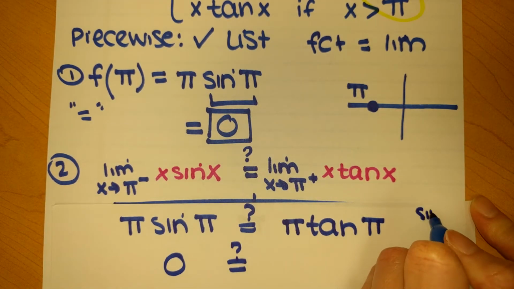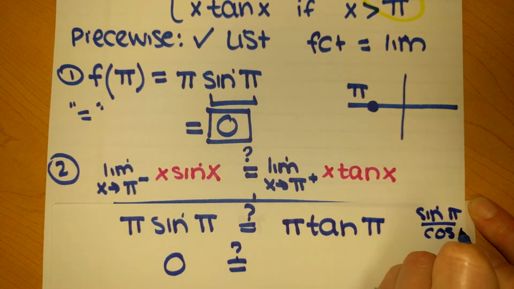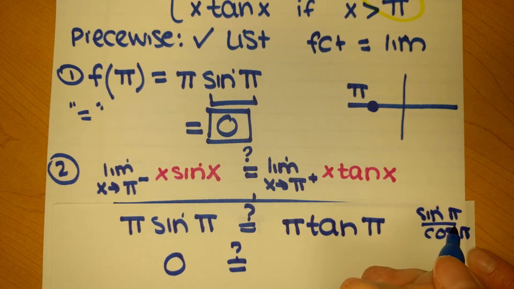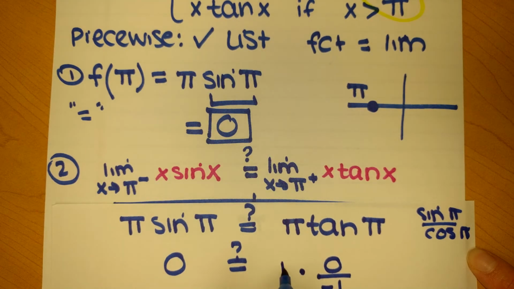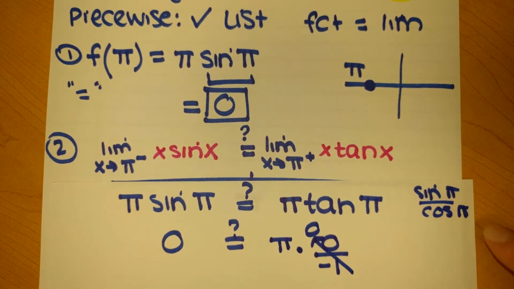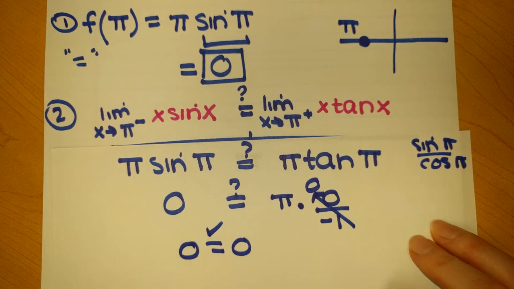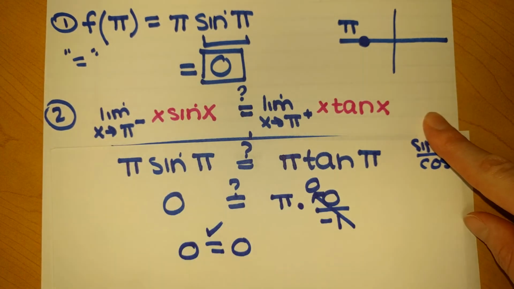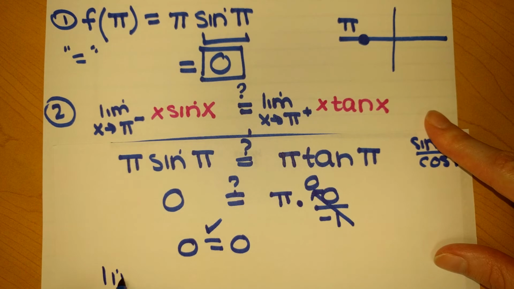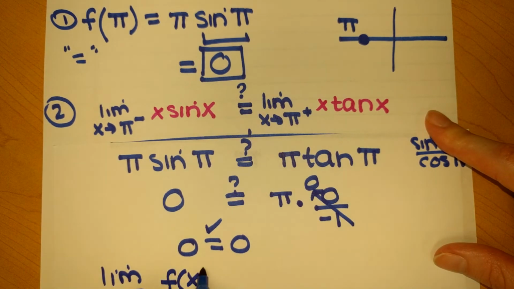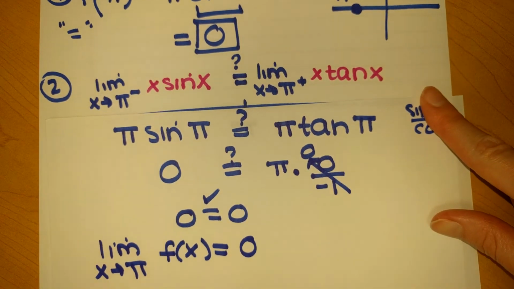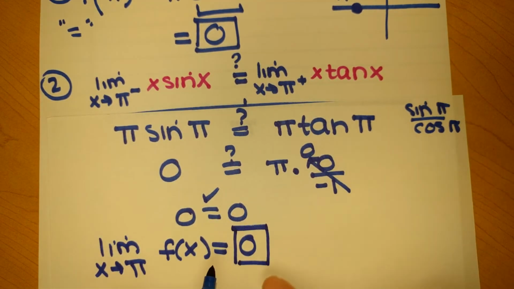Tangent, remember, is sine over cosine. So the sine of pi is equal to 0, cosine is -1. So this will evaluate to 0 over -1 times pi. But of course, 0 over -1 is just 0, so we have 0 times pi, so we have 0 is equal to 0. Now that's good news, because when the left limit and the right limit are the same, that tells us that the limit as x goes to pi of the f of x function is equal to 0.